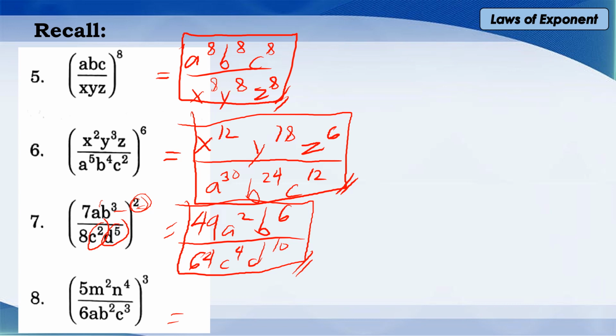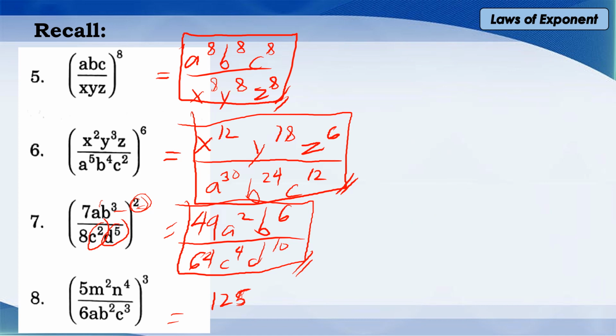5 cubed, that is 5 times 5, 25 times 5... Tama ba? 5 times 5, 25 times 5. Ay, hindi pala, 125 lang pala. Yung pala 25 times 25. Yan.